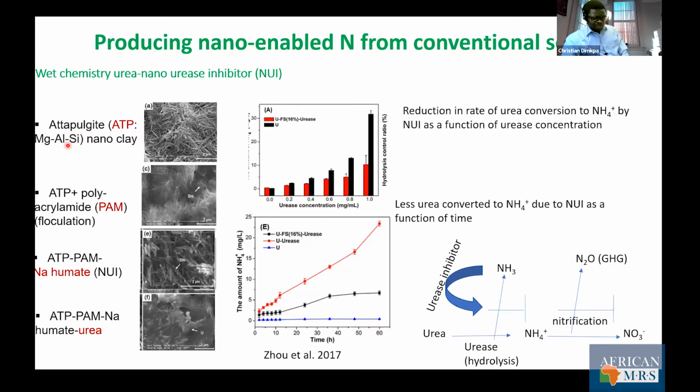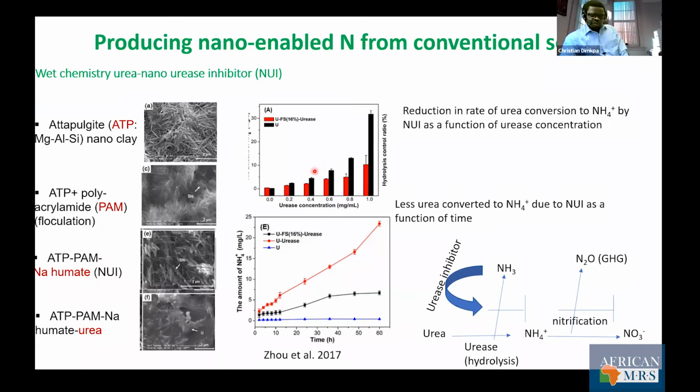So you take this material, you add it to a polyacrylamide gel. It causes flocculation, which is what you see here. These are the crystals. Now it flocculates, and in that mixture, you add sodium humate. Sodium humate is supposed to be a natural urease inhibitor. So urease inhibitor, I will talk about it shortly here. Then after adding the sodium humate, you add the urea itself. So you form a composite of attapulgite, acrylamide, sodium humate, and urea.